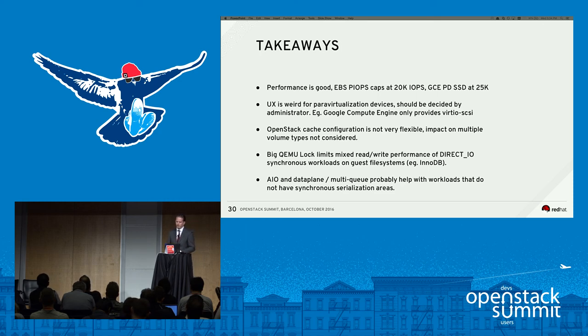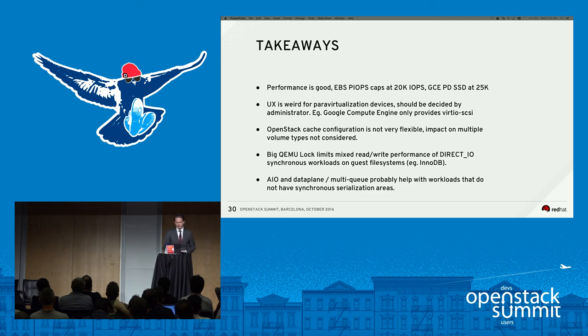I think the UX is kind of weird for paravirtualization devices, in that you have to set properties on your Glance images. If you look at how Google Compute Engine works, they only do Virtio SCSI. I think it would be really neat if I could say, hey, I want to always use Virtio SCSI for all the instances that are booted in this cloud. That'll just be an operator decision. I don't think many tenants really understand the difference between Virtio block and Virtio SCSI, and which one is more appropriate for them. Am I going to maintain separate Glance images, like a RHEL Virtio block and a RHEL Virtio SCSI, with different properties? No, I'm probably just going to use one, right? So I thought that was a little awkward.